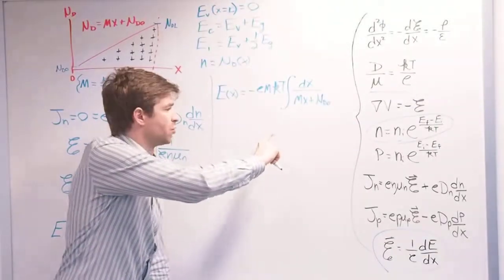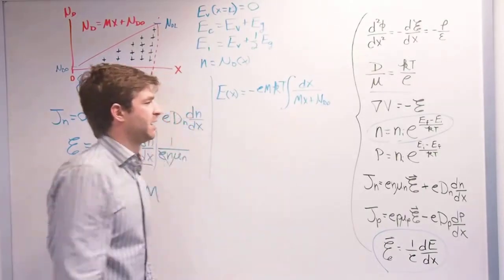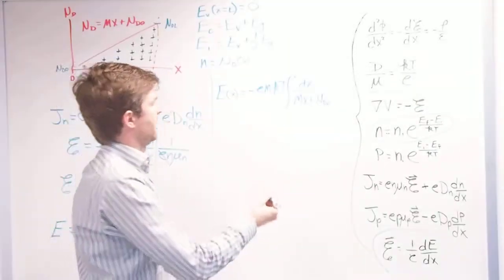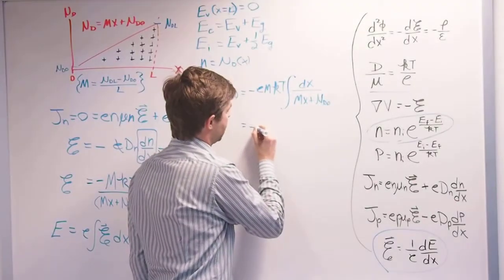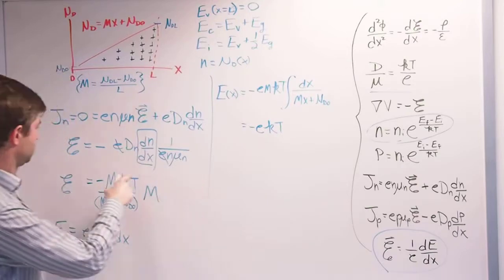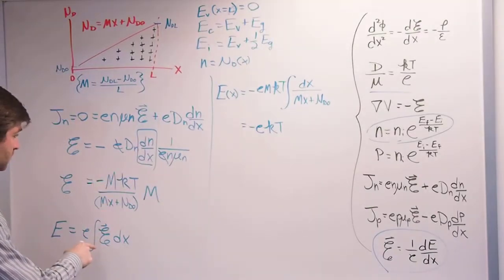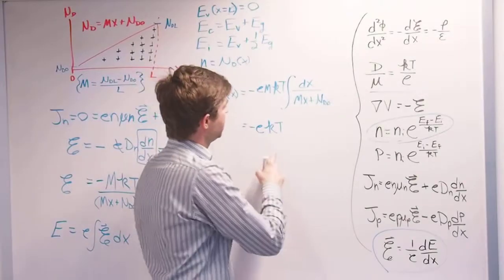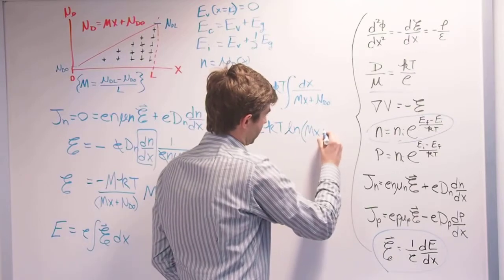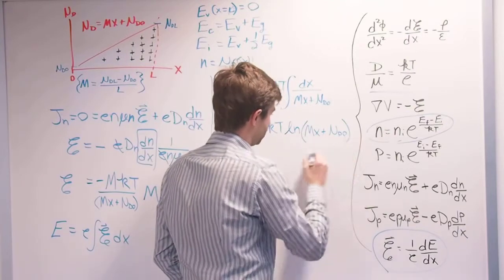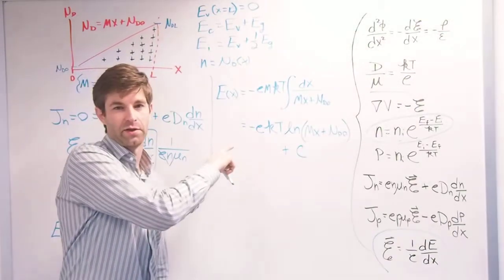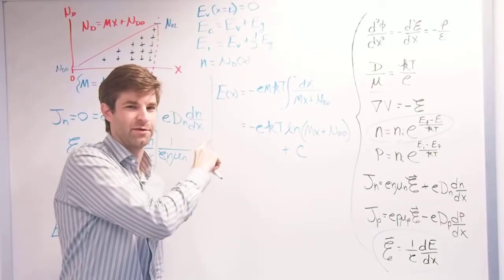I do a simple u substitution. I let u equal mx plus nd naught, du equals m dx. I bring my m over and rewrite it and they cancel out, and I get equal to negative E kt, natural log of mx plus nd naught plus c. That should be a very simple calculus problem. Hopefully you know how to do u substitutions.